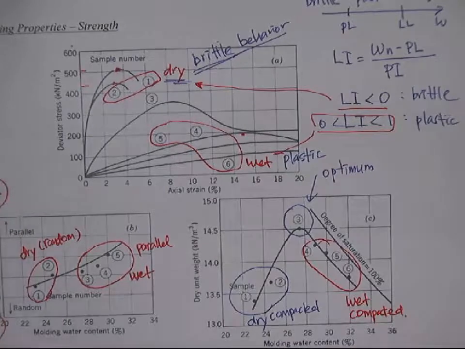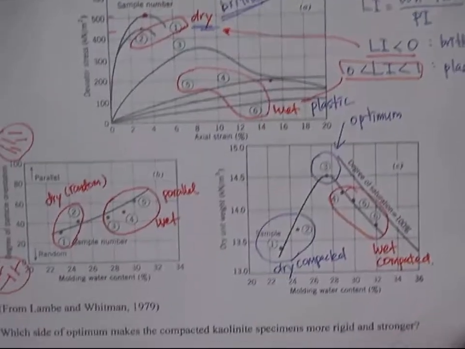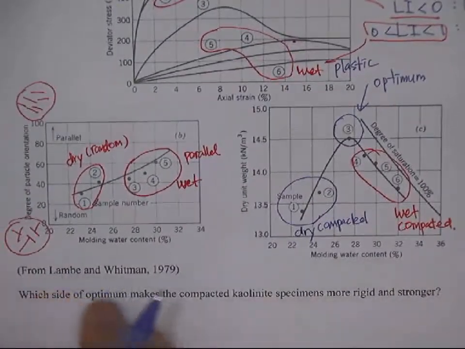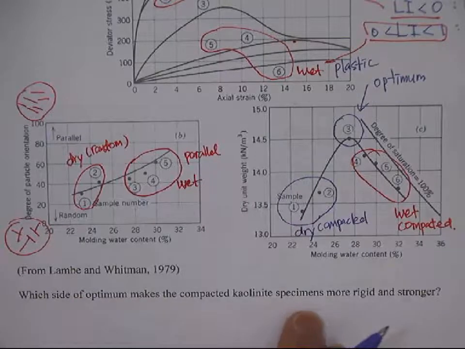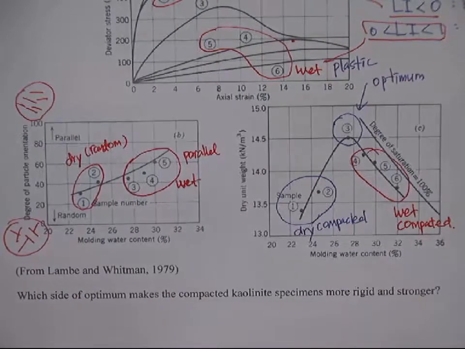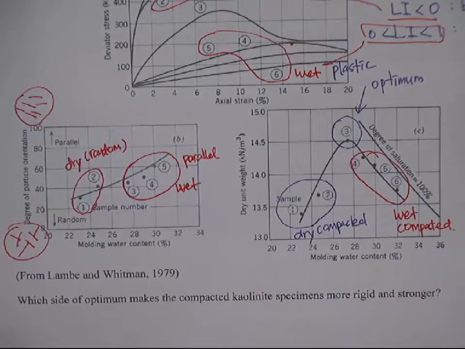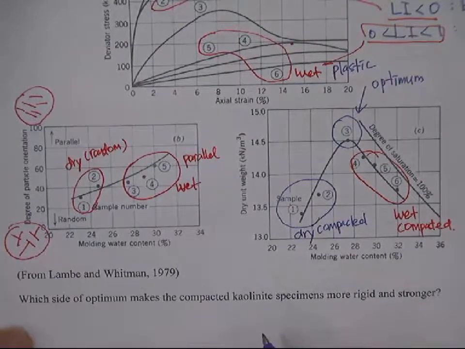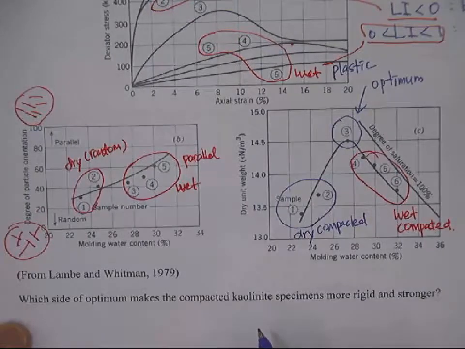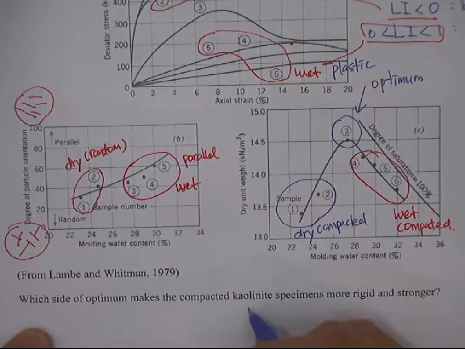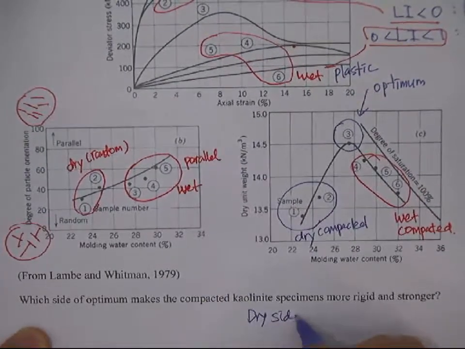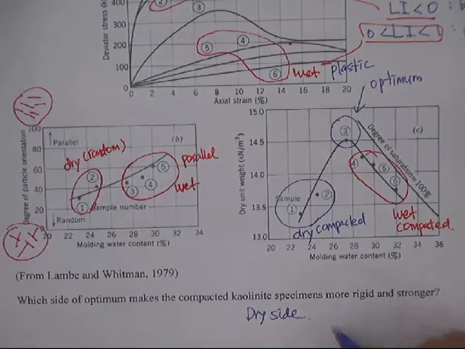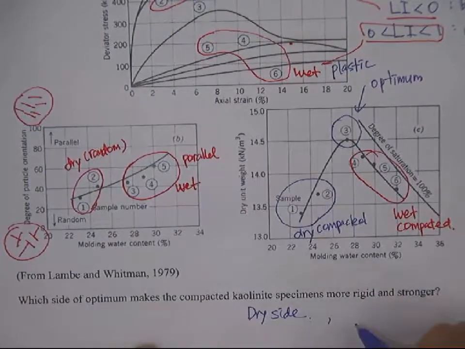Right? So the last question here: which side of the optimum makes the compacted kaolinite specimen more rigid and stronger? Dry side, huh? Or dry compacted soil?